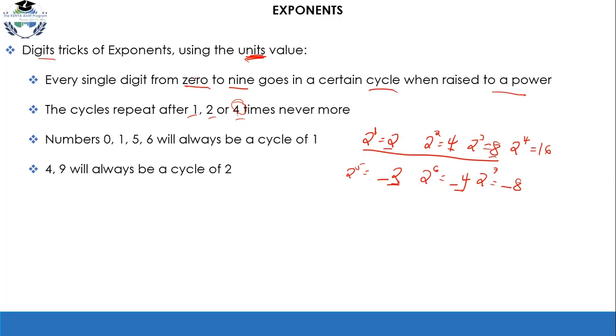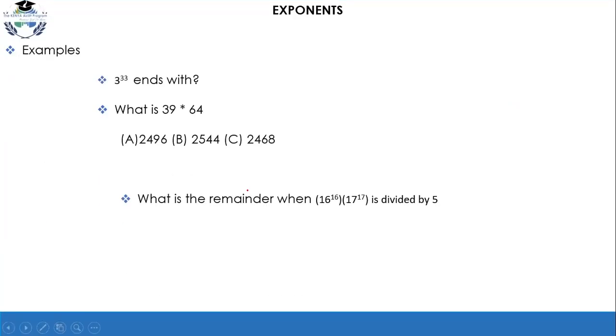When you're powering any number between 0 and 9, when you start powering them, they'll always go in a cycle. So if it's 6, for example, 6 squared is 36. The next number is going to give you something that ends with 6. And then the next number, something that ends with 6. So 4 and 9 will always be in a cycle of 2, meaning 16 is going to end in 6 and then something like that. So they are going to repeat themselves. Let's see an actual example.